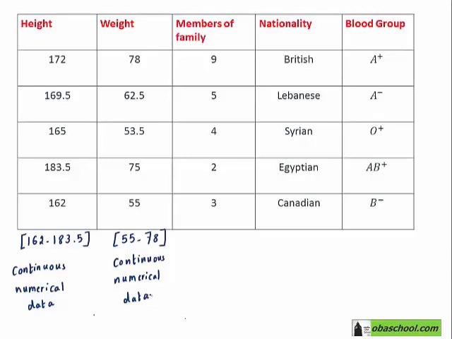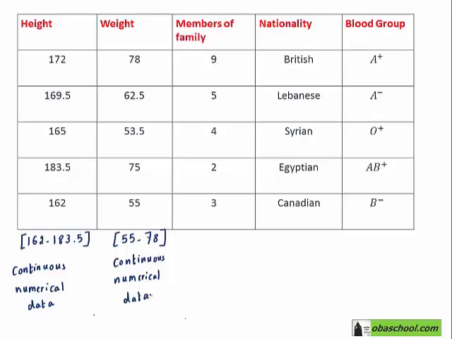Moving on to the members of the family, well, the members of the family are presented with numbers, they're presented with quantities, and quantities is quantitative data, it is numerical data. And we cannot have numbers of members of families that are presented in decimals or fractions. So this is called discrete data since they're only limited to whole numbers.